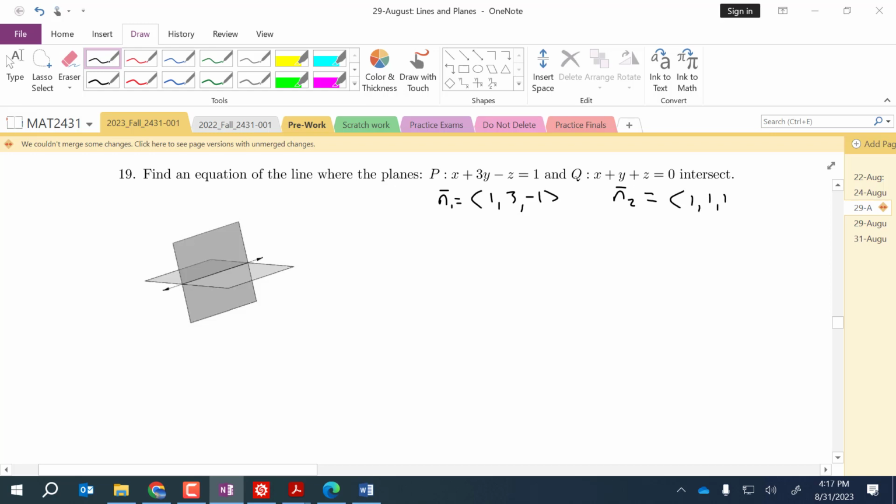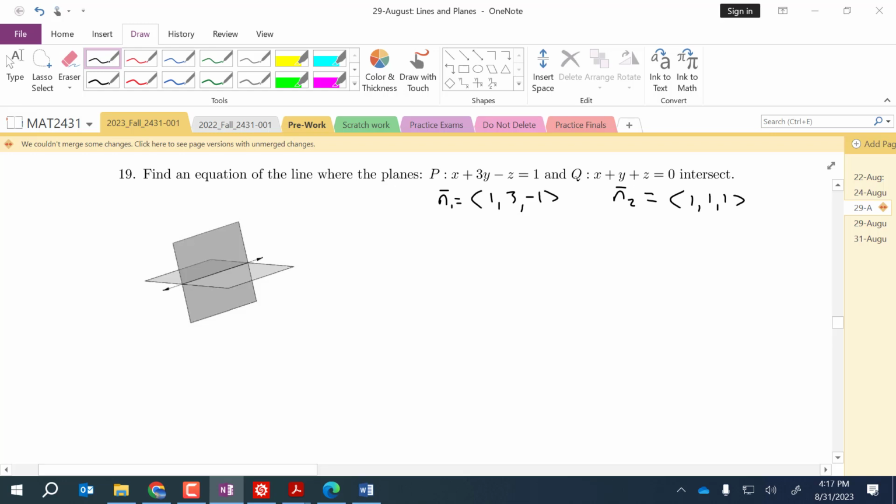What do we notice about these two vectors? They are not parallel, because one is not a scalar multiple of the other, right? So I know these two planes aren't parallel, so they are going to intersect. What does the intersection of two planes look like? A line. Does it matter how carefully you draw those two planes? No. Their intersection is a line.